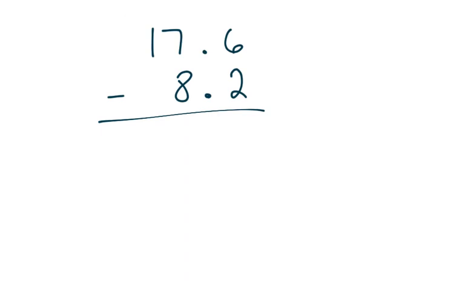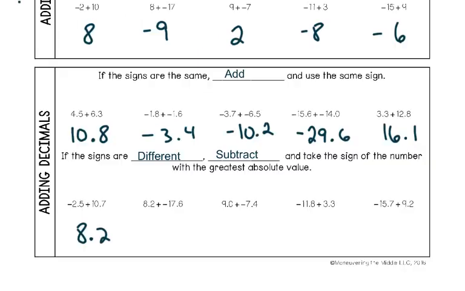I put the bigger absolute value number on the top, subtracting the littler number on the bottom. 6 minus 2 is 4. Bring down the decimal. Borrow, because I can't take 8 from 7. So I can take 8 from 17, and that is 9. So 9.4 is my answer. So I've got 9.4 I want to write down.